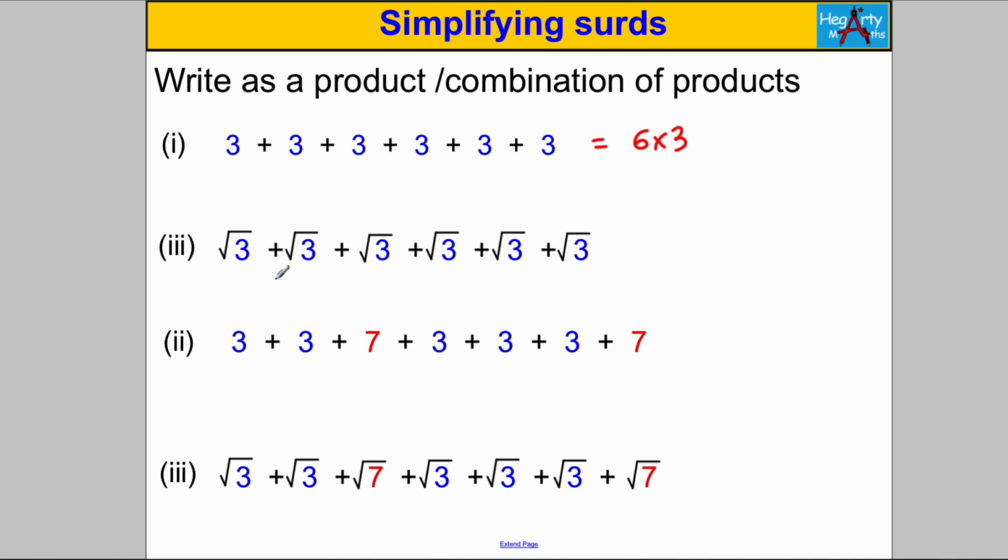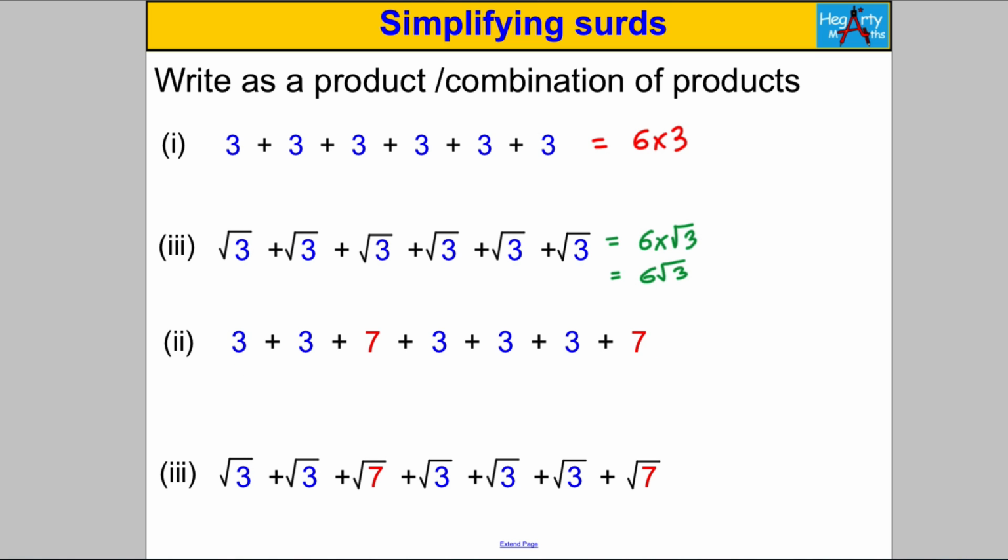Now suppose I said, well, what's root 3 add root 3, add root 3, add root 3, add root 3, add root 3? Hopefully you could see that this is a similar idea. This is 6 lots of root 3. And you'll remember in a previous video that I said mathematicians write that just like 6 root 3. They don't bother writing the times sign.